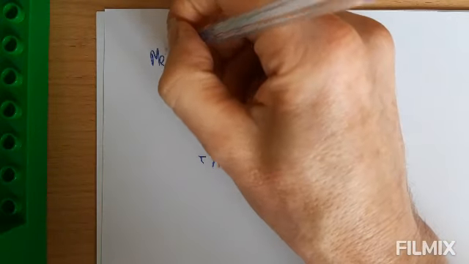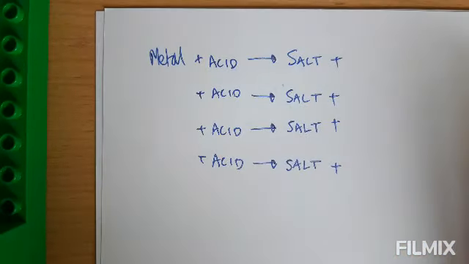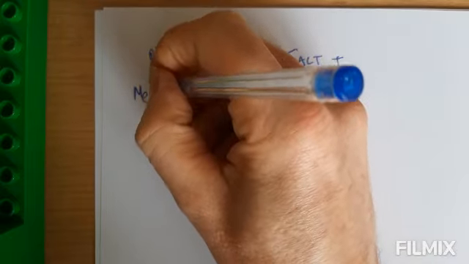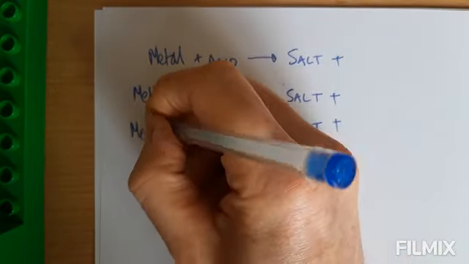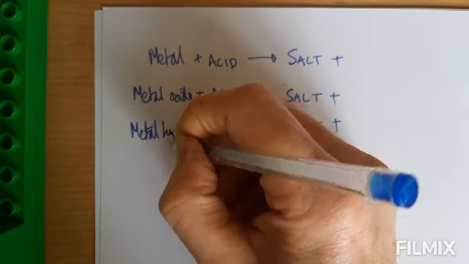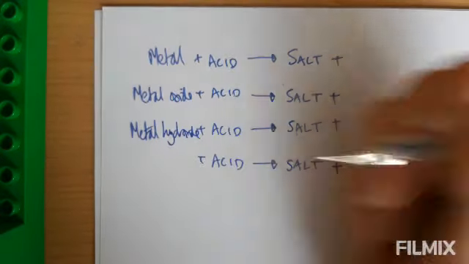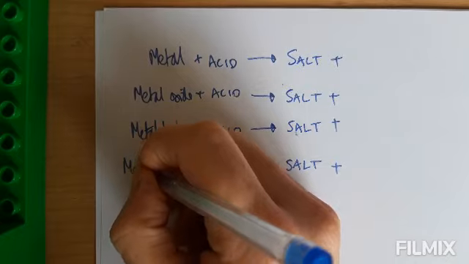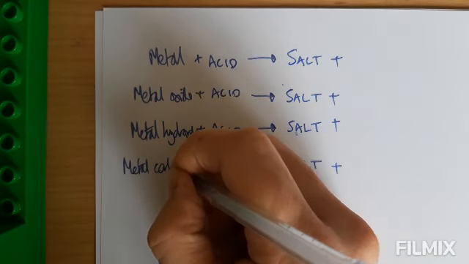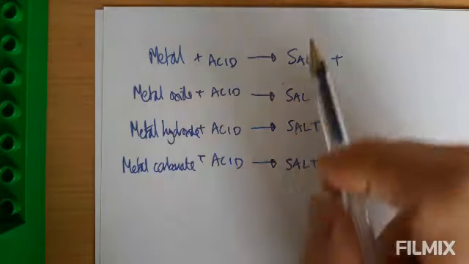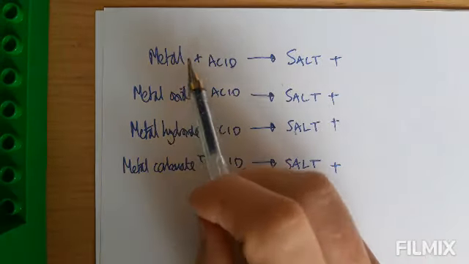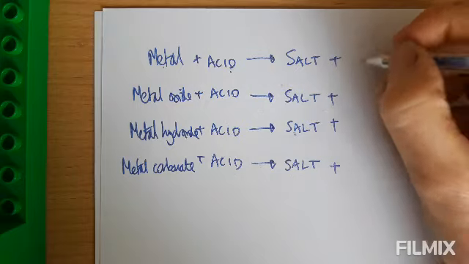Well, you could add the metal to an acid. You could add the metal oxide to an acid. You could add the metal hydroxide to the acid, or you could add the metal carbonate to an acid. So these have all got metals, acids, salts. I remember this one. Metal plus acid makes salt plus hydrogen.